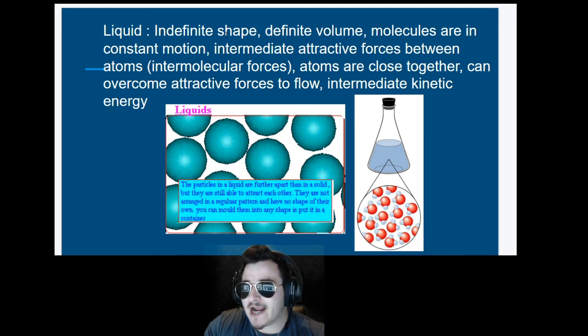But either way, they're kind of stuck in the middle in terms of their kinetic energy. They're moving a little bit more than solids, but of course less than gases, as we're going to come to talk about. But definitely hold on to these indefinites and definites as we're talking about our solids, liquids, and gases.